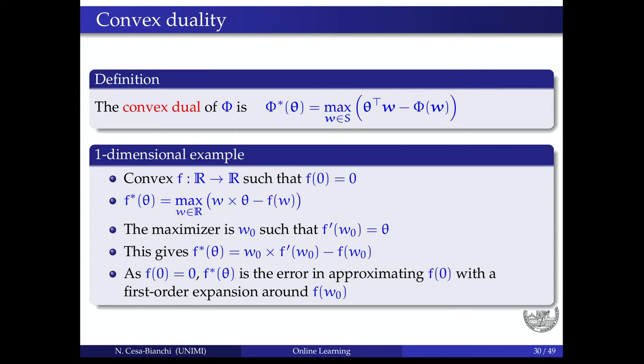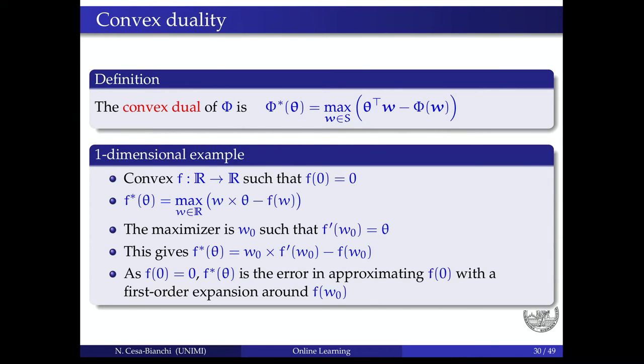So suppose you have a convex function on the reals that has f of 0 equal to 0, so it goes through the origin. And then you look at this definition here. Now let's suppose you want to maximize this. This is linear, this is minus convex, so it's concave. So you take the derivative to find the maximizer, and suppose that you can find some w0 such that this is true.